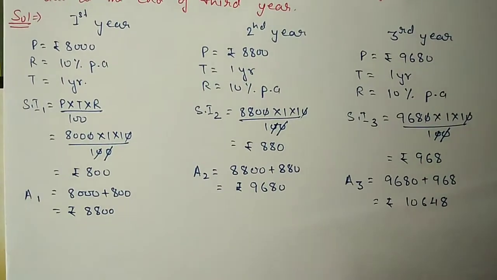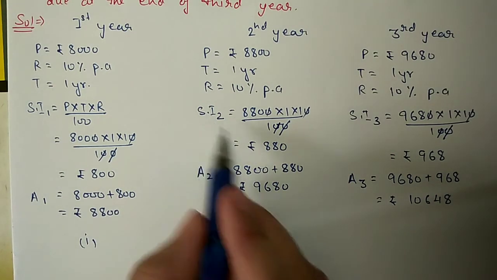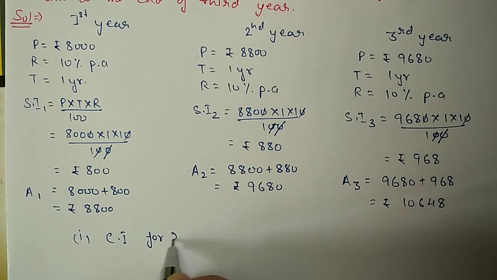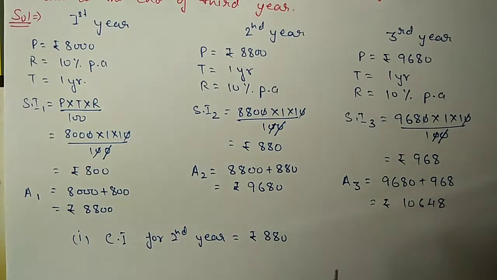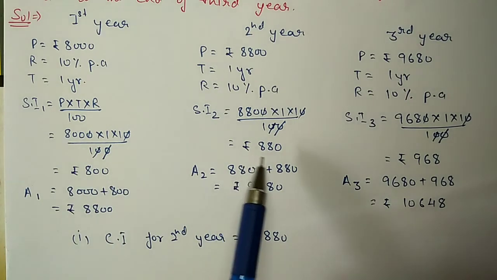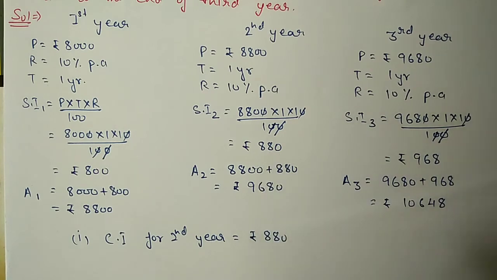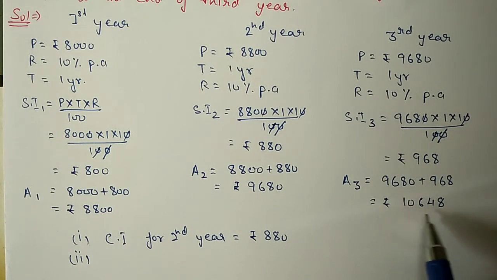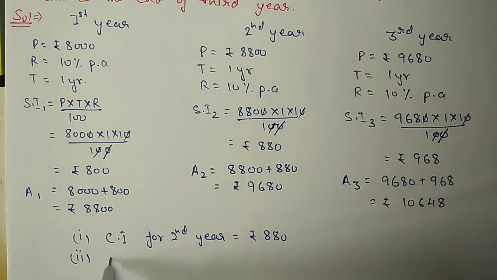So first thing is compound interest for second year, which is equal to 880 rupees. They ask here compound interest only for the second year. So we will not add first year interest here, only second year how much they will get, that only we have to write. Then next also find the sum due at the end of third year. By the end of third year how much amount is due? So by the end of third year amount due is 10,648 rupees.